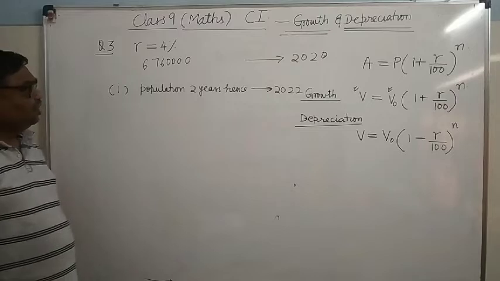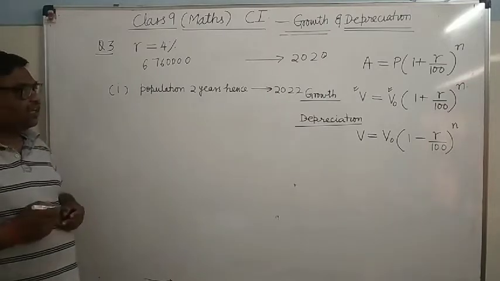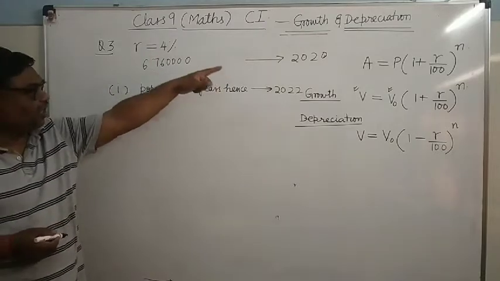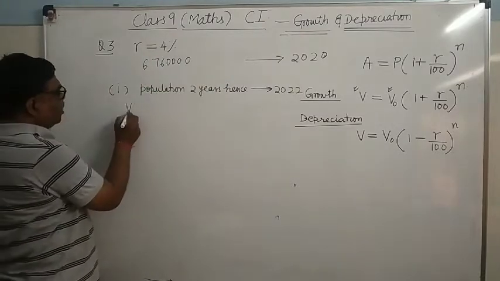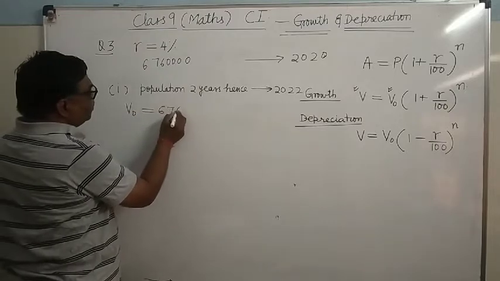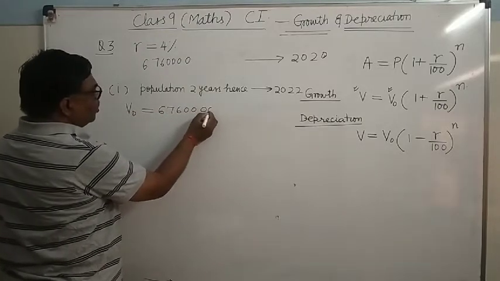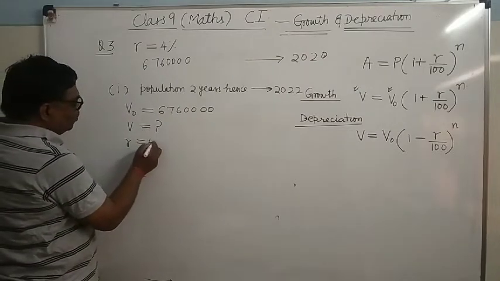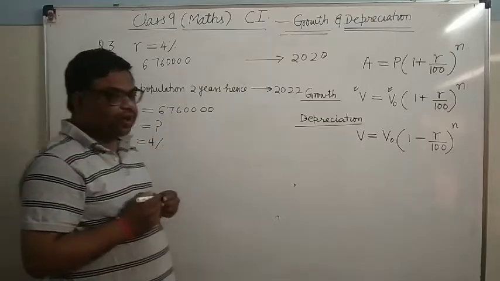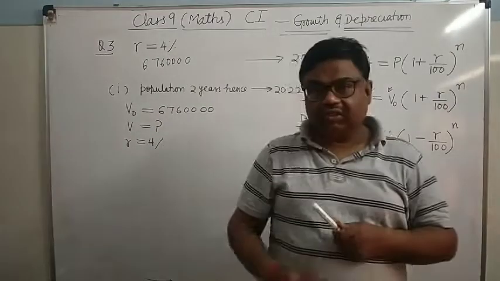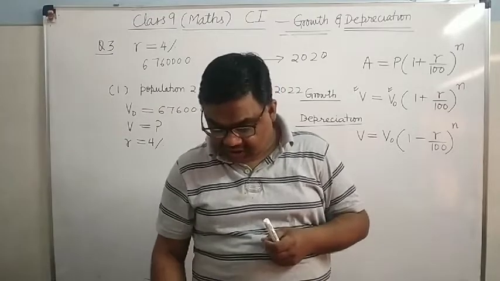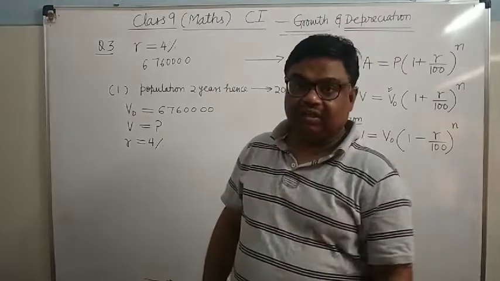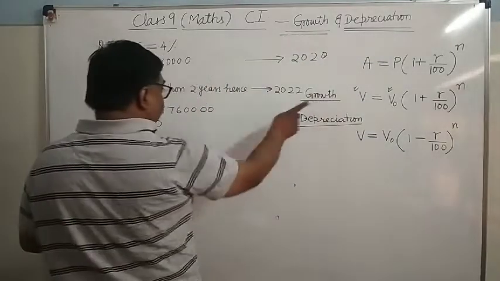It's clear? Now here, which value comes earlier? This year comes earlier, so this is of the beginning year, so this you will take as V naught. V naught equals 676000, not 40. V you have to determine. R equals 4%. Here you will use the formula plus or minus. It is already given that the population is increasing. Here in the question it is given it increases by 4%. It's clear? So you will use the formula plus.